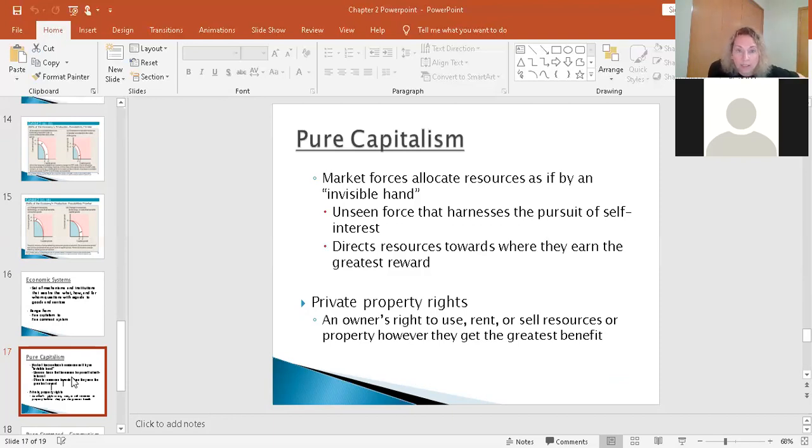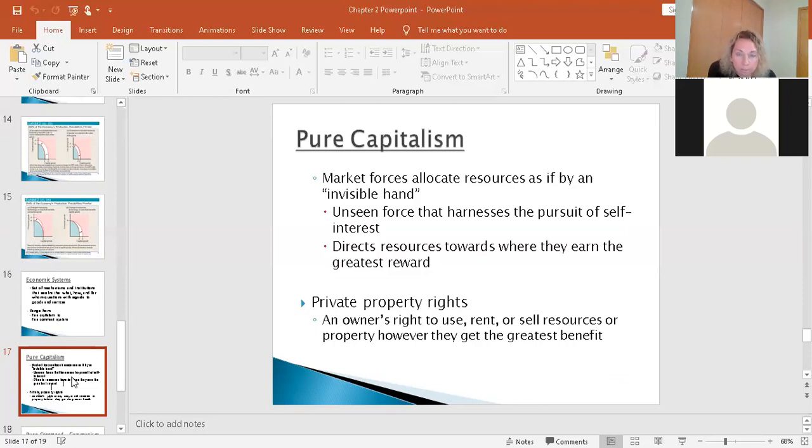This type of economic system would direct resources towards where they earn the greatest reward. You and I have an incentive to produce the greatest amount of benefit. Companies have the interest to produce the greatest amount of profits, and somewhere in between, we work it all out. That would be pure capitalism if everything was done that way, with greatest reward in mind. One of the biggest differences between these two extreme economic systems is private property rights.